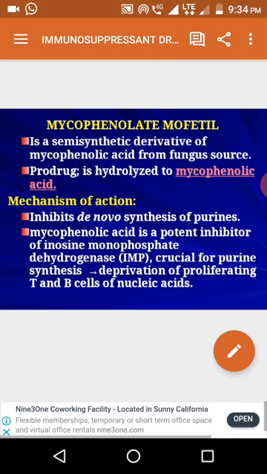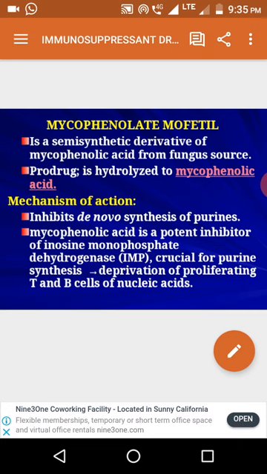Mycophenolate mofetil is a semi-synthetic derivative of a natural drug, mycophenolic acid. What is mycophenolic acid? It is derived from a fungus. Mycophenolate mofetil is a prodrug; it is going to be hydrolyzed into mycophenolic acid.